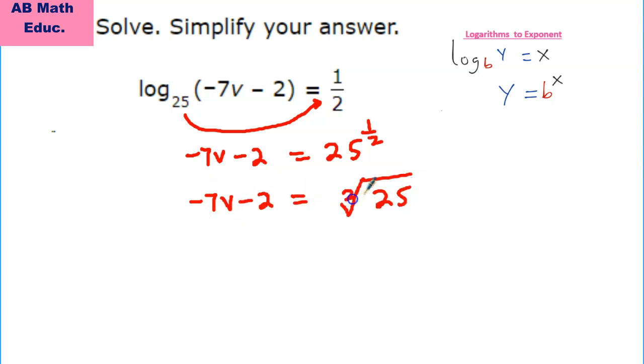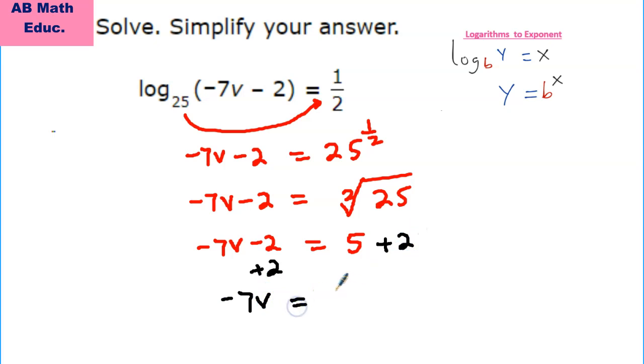You can put the 2 here, it's still okay. Normally we assume that when we don't put it in there, it's a square root, but when you put it in there, you're not wrong. And then negative 7v minus 2 is the square root of 25, which is 5. Now we need to get rid of this, so we add 2 here and we add 2 here. So negative 7v is equal to 7. We're looking for v. We divide both sides by negative 7, and that will give us negative 1.